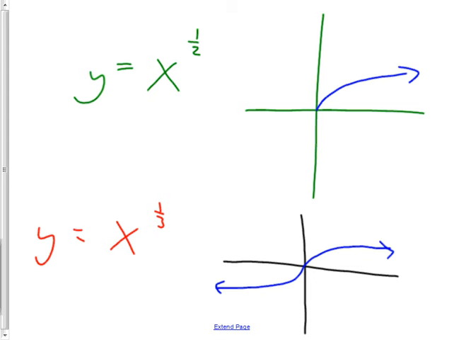So the family here is X to the 1/3, or X to the 1/5, or X to the 1/7, etc. This is X to the 1/2, or to the 1/4, 1/6, etc.